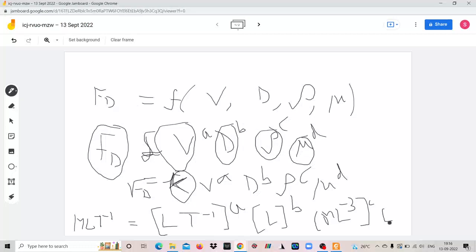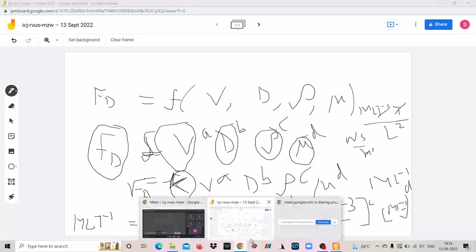And for mu, what is the dimension of mu? Mu is Newton second per meter square. So force is m l t inverse, multiplied by t by l square. So these two will go, and it is basically m l minus 1 t minus 1. Okay, so this is the idea of Rayleigh's method.